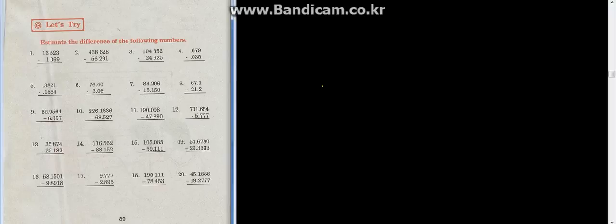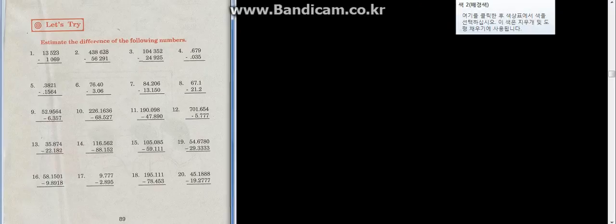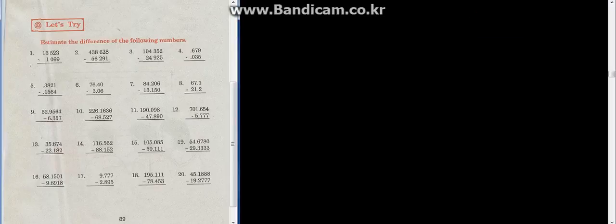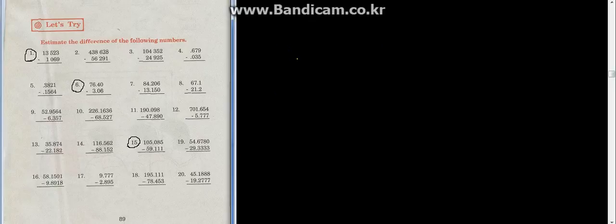Okay, so we'll now work with more exercises to polish our skills of estimating the difference. For this section, I will choose number 1, and how about number 15 and number 6. So 1, 6, 15. Those are the numbers that I will show you how to solve.